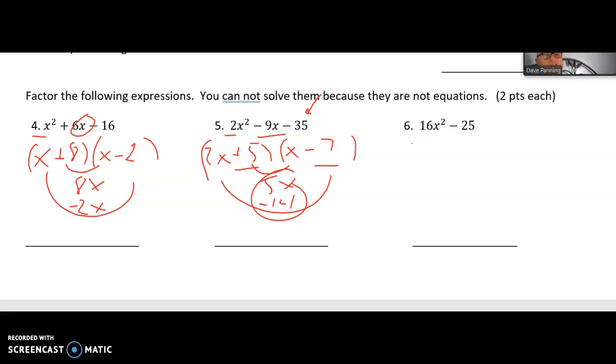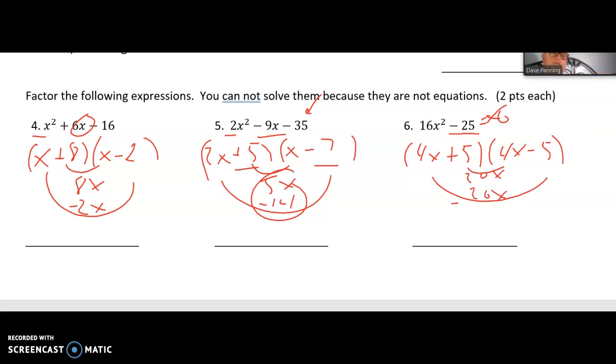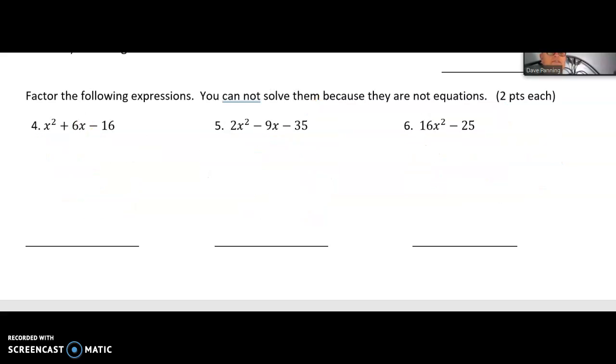And then finally number 6, a lot of us just solve this as if it was equal to 0, but we don't know what it's equal to. We just want to factor this expression, and so 4x times 4x gives me 16x squared, and if I make this a positive 5 and a negative 5, they multiply together to give me negative 25, but then there is no middle term because 20x minus 20x is nothing. So that is 4, 5, and 6.